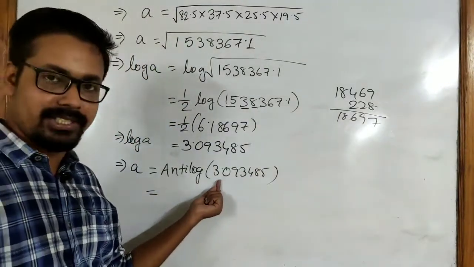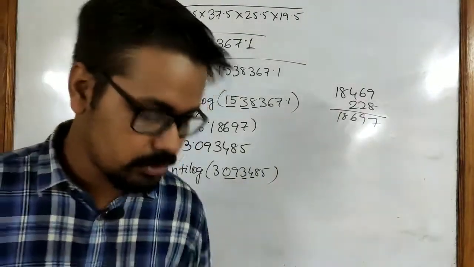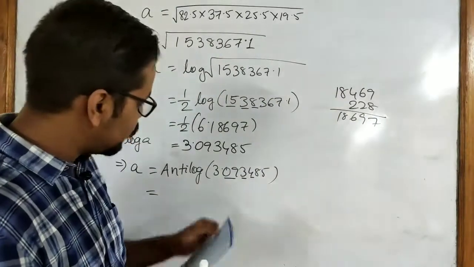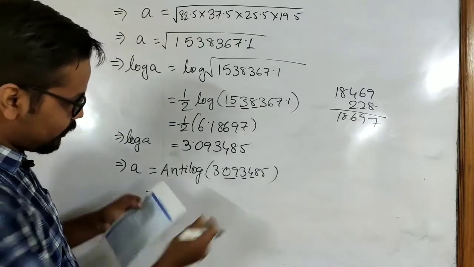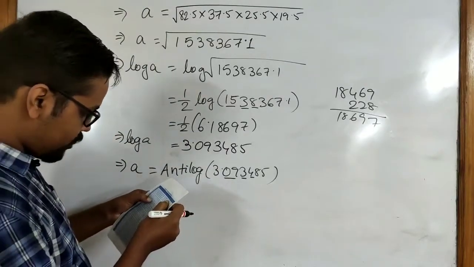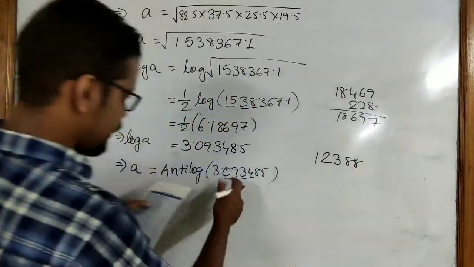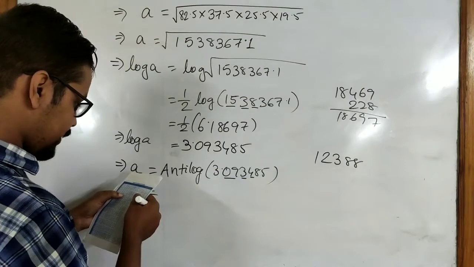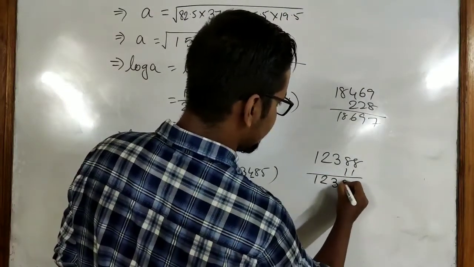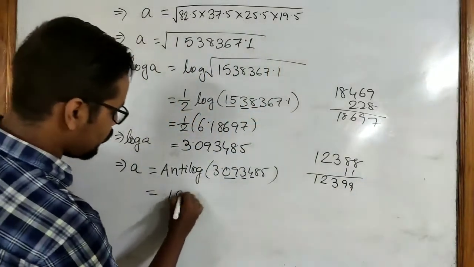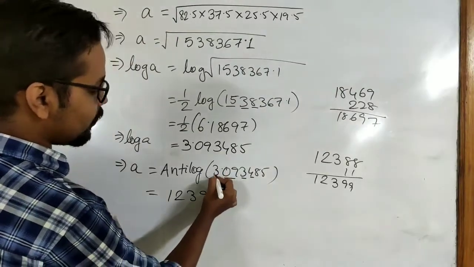So 3 is our characteristic. So we will use that later on. First let us find 0, 9, 3 and 4 using the anti-log table. So take out the anti-log table now and we go for 0, 9. So we have 0, 9 at the top second block. 0, 9, 3. 3 means this one. It is 1, 2, 3, 8, 8. And we need to go for the fourth one. The fourth one is 11. 11 is 1, 2, 3, 9, 9.